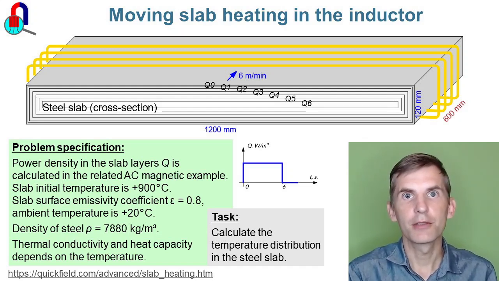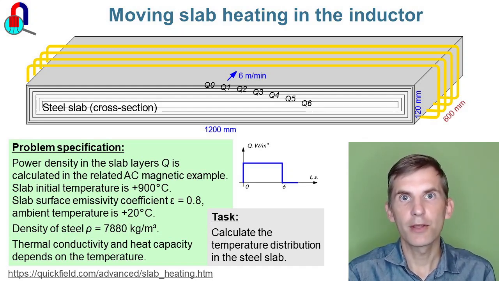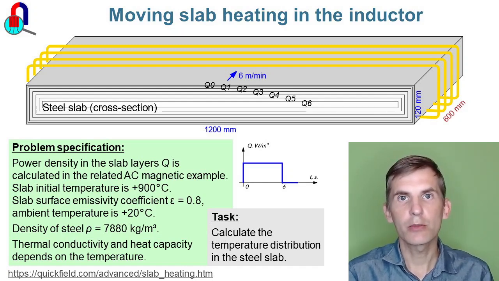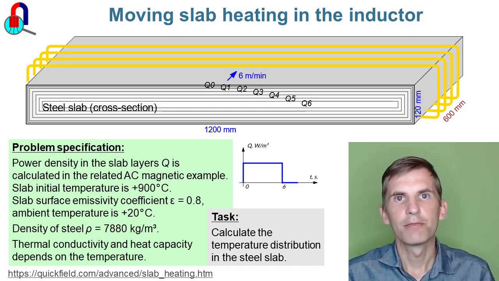Moving slab heating in the inductor. The slab is moving in the inductor with a speed of 6 meters per minute. The task is to calculate the temperature distribution. I'm going to consider the cross-section of the slab.